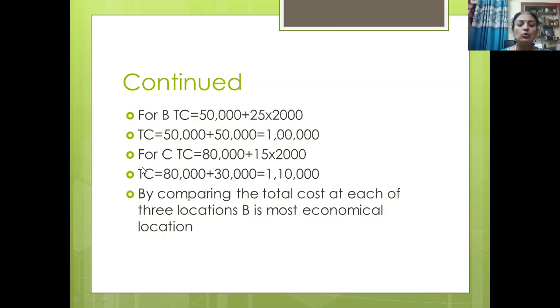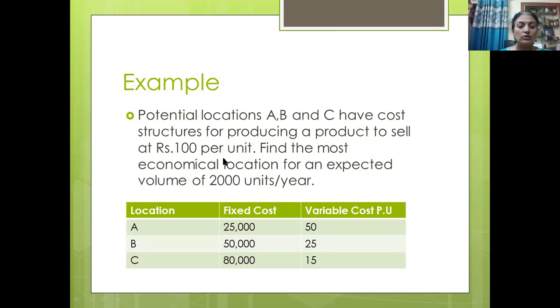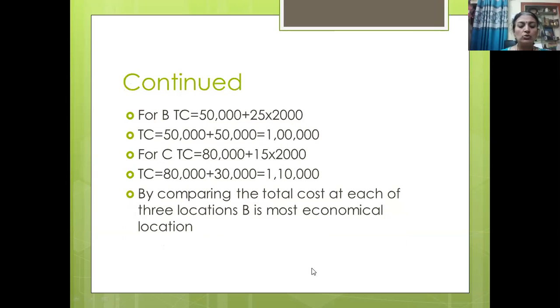In the same way, we have to do for C also. So for C, what is the fixed cost? That is 80,000. What is the variable cost? That is 15 rupees per unit. So for C, we have to take the total cost as 80,000 fixed cost plus 15 into 2000, that is variable cost per unit into units. So 2000 into 15 is 30,000 and plus 80,000 fixed cost. So the total cost is 1,10,000.